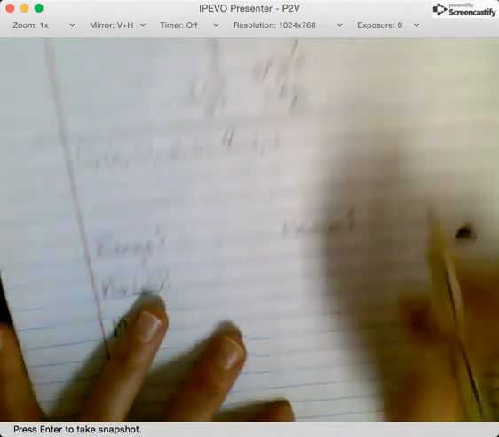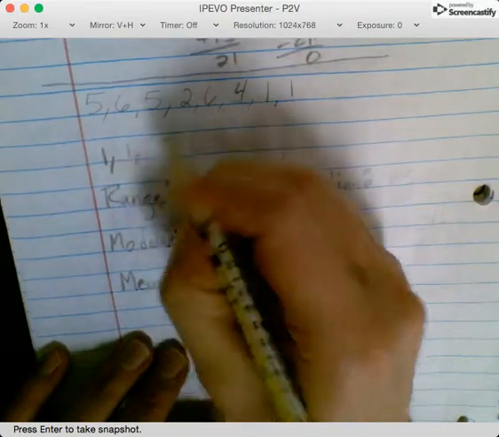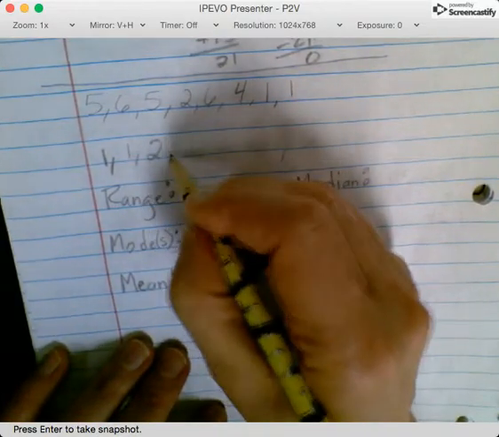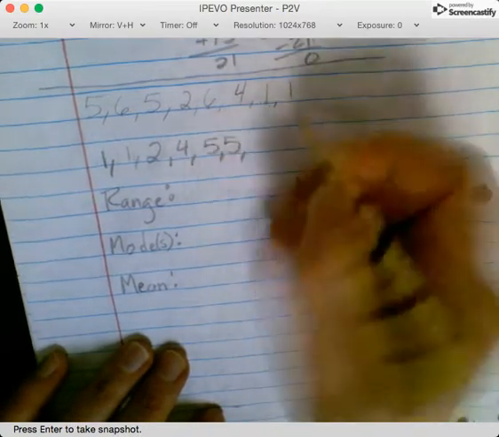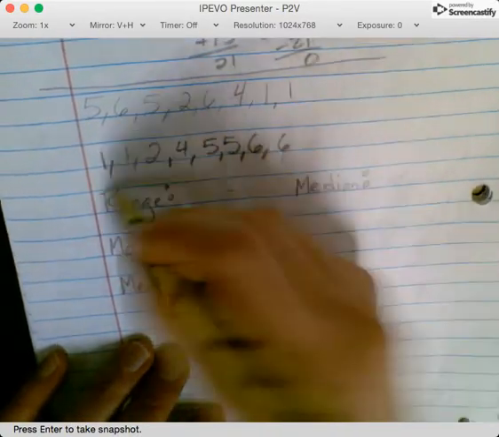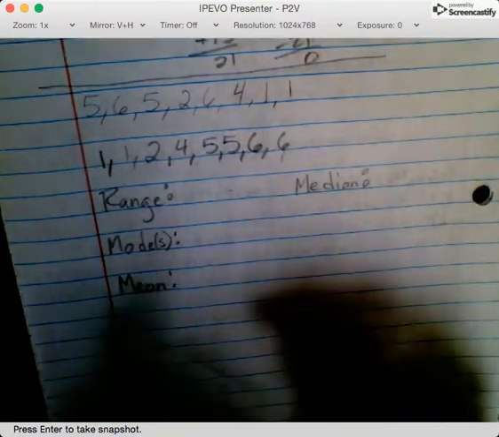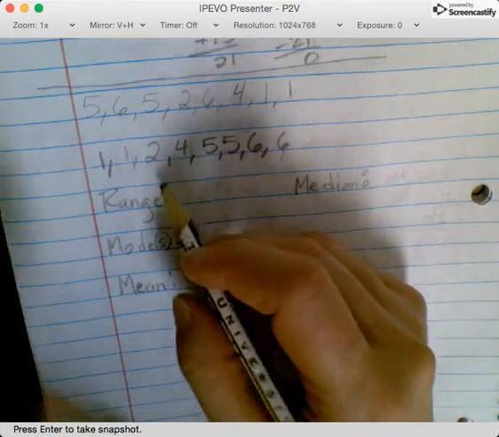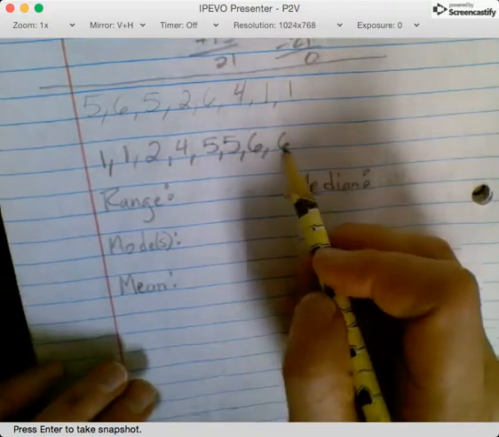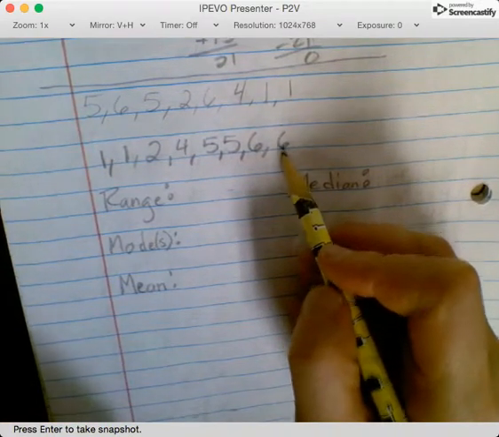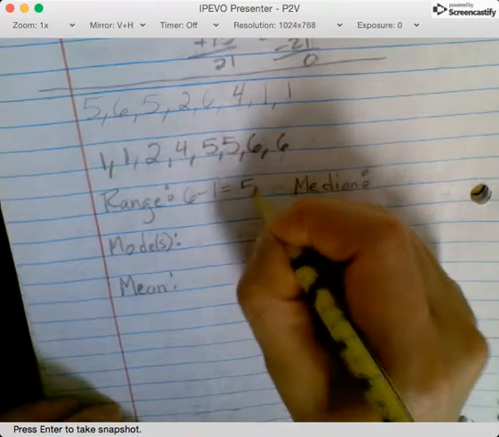My next data set, I'm going to go ahead and write that one in order. 1, 1, 2, 4, 5, 5, 6, 6. Notice I put commas in between all my numbers so that I know it's not 11, 12, 14, 55, all that stuff. So make sure you put commas between your values. First thing I'm going to do is the range. Biggest number minus smallest. 6 minus 1 is 5.